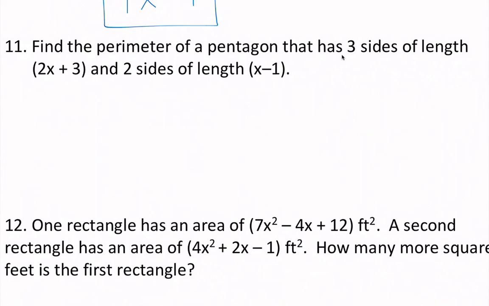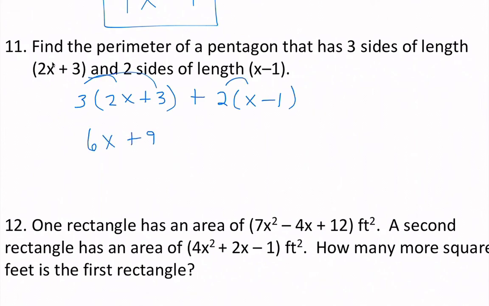But a quicker way of doing that is I have 3 of these guys. So I have 3 sides of 2x plus 3, plus I also have 2 sides of x minus 1. So that's just a little shorter and faster way of doing it. 3 times 2x is 6x. 3 times 3 is a positive 9. 2 times x is a positive 2x. 2 times a negative 1 is a negative 2.